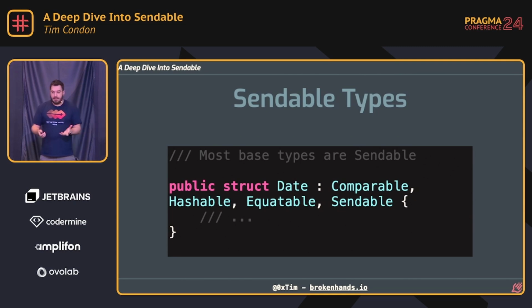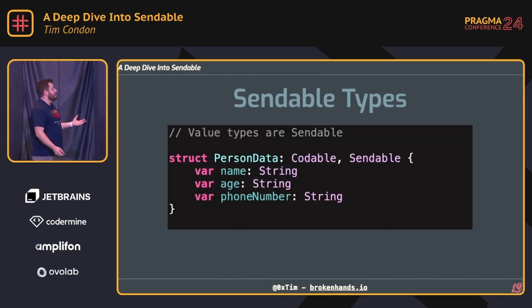Now, most types in the standard library and Foundation are Sendable these days. So things like dates and ints and strings and doubles, they're all Sendable because they are structs, essentially. And structs and value types, including enums, are Sendable by default, because in order to mutate them, you have to make a copy of them. So if you want to mutate two different types, you end up having to copy them, and therefore it's safe.